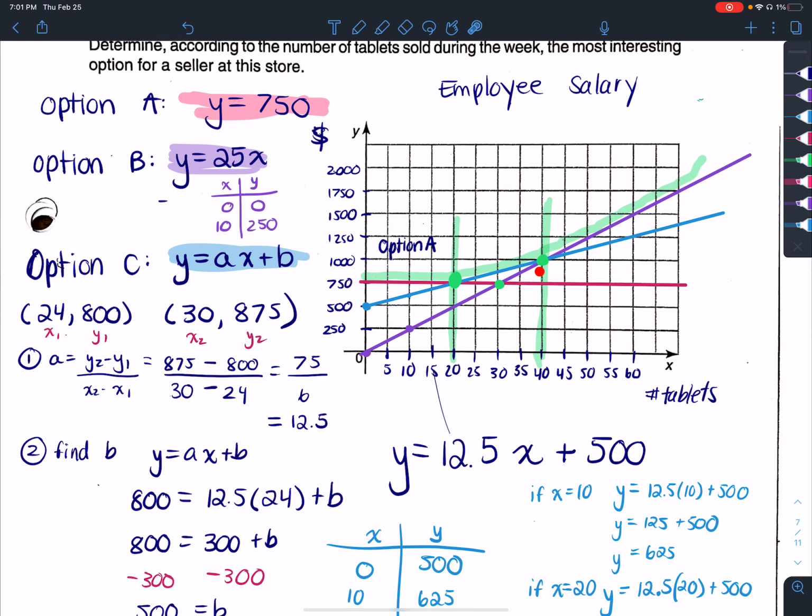In the second region, you have the blue line. Option C is winning. So the next part of your answer would say, if I sold between 20 and 40 tablets, I would choose option C. And in the last region, the purple line is winning. So the last part of the answer would be, if I sold more than 40 tablets, I would choose option B. Because these are the ones that are most interesting to you as someone who works at the store. These are the options that make you the most money in all of these cases.